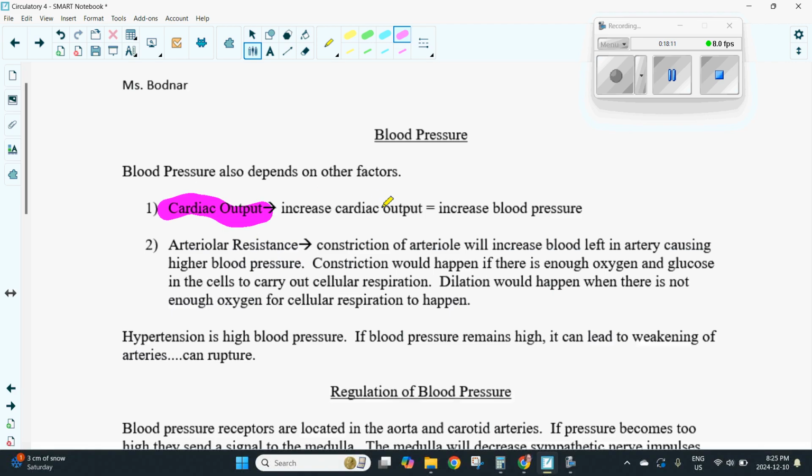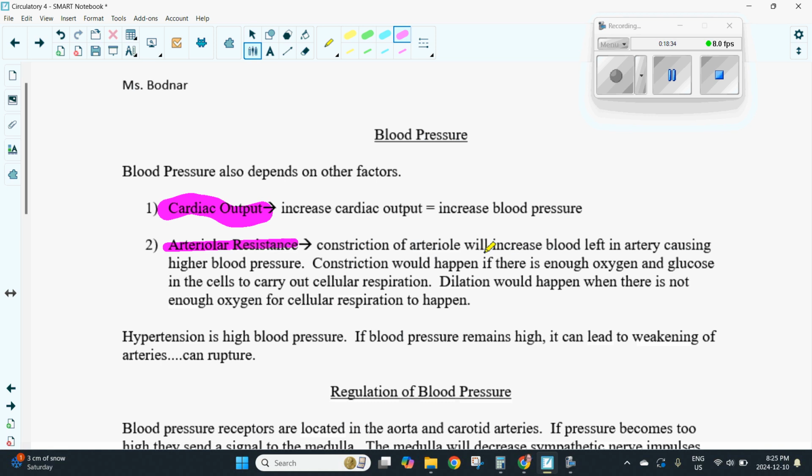So increased cardiac output is going to increase your blood pressure because you have more blood in the arteries, causing more pressure on the artery walls. The next one is arteriolar resistance. So we talked about how we had constriction of the artery walls. Remember, there were arteriolar sphincters. Okay, so sphincters will constrict.